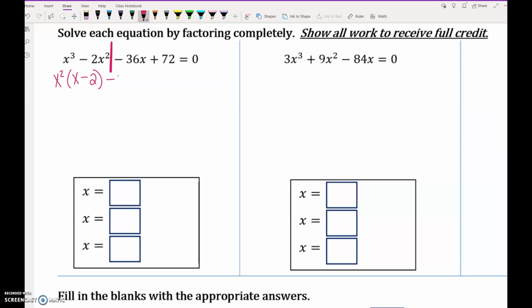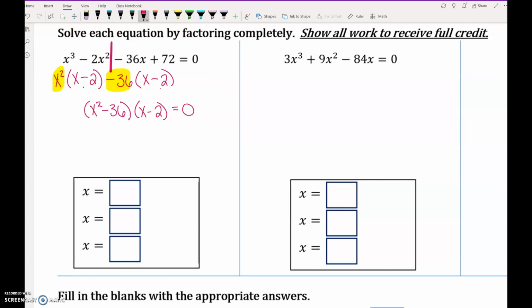36x and 72 have 36 in common. Negative 36x divided by negative 36 is x. 72 divided by negative 36 is negative 2. The x squared minus 36 gives us our first set of parentheses. And the x minus 2 gives us our other set of parentheses.